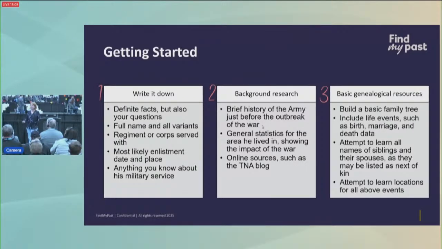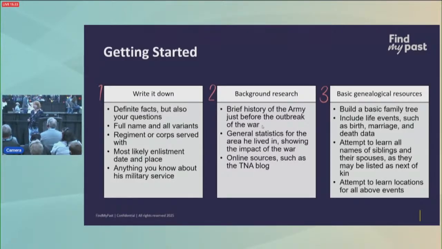And then, of course, your basic genealogical background facts, right? Who are his parents? You want to build a basic family tree, all of those various life events that we all cover. You want to try to name as many siblings and cousins as you can, because everybody in that generation is going to be important to telling a full and complete story. And then, of course, the locations for all of the above events as well as the dates.